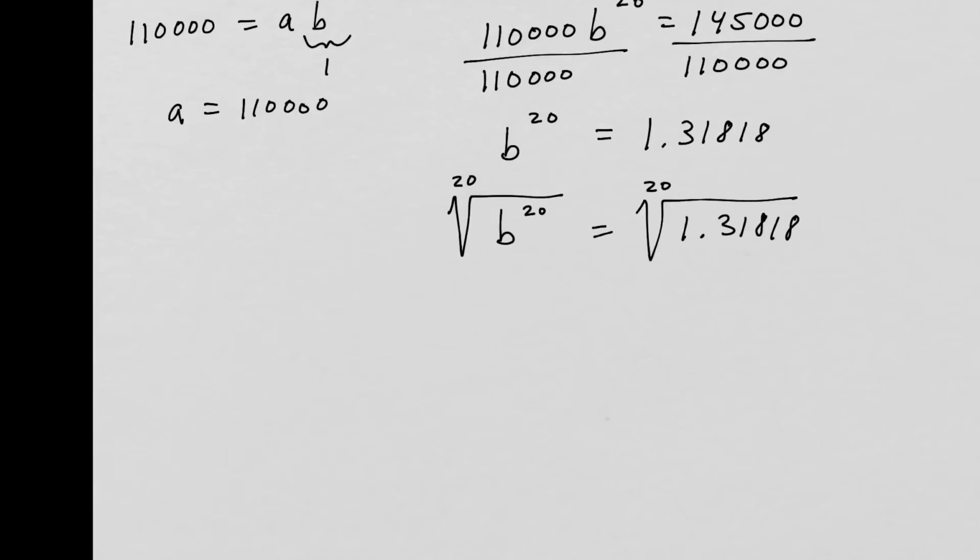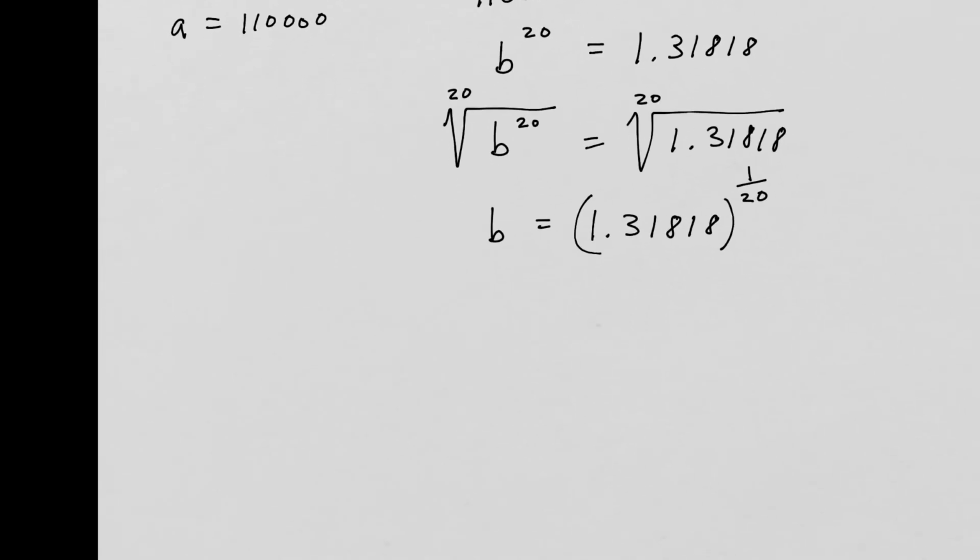Okay, so how do you actually do this in your calculator? Left-hand side, that gives me the B. That's what I wanted. Right-hand side, the way you do this in your calculator is you raise this using your caret. And how do you represent the 20th root? Remember, you can write it as a fraction. It's 1 over 20, so the exponent is 1 over 20. If you work this out on a calculator, you're going to get 1.014.